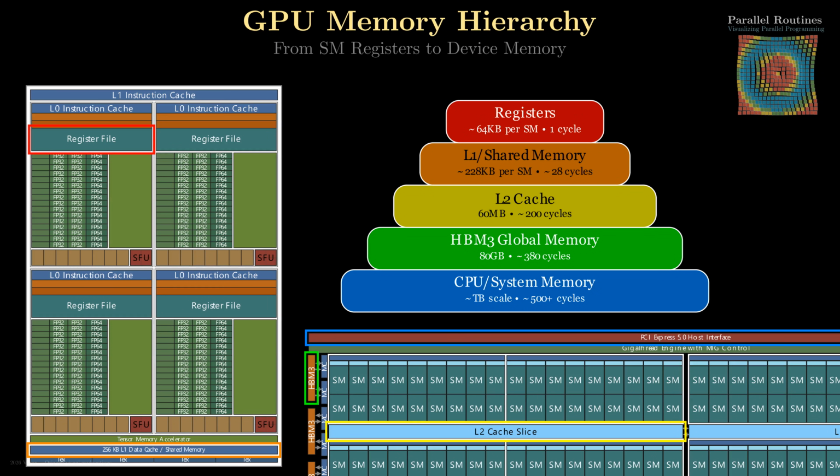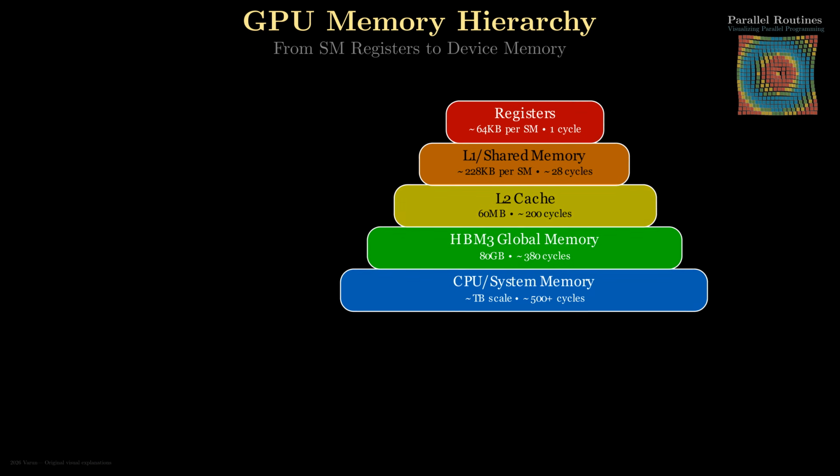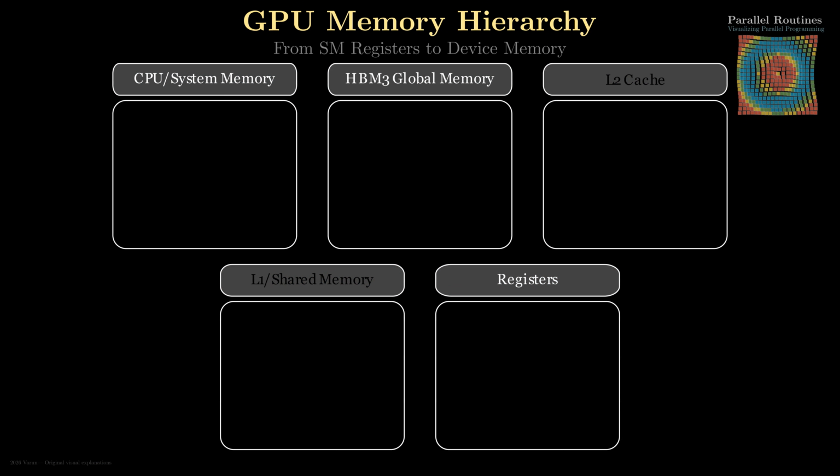Registers are located inside each SM and provide the fastest storage for threads. Each partition within an SM owns its own register file. Registers are allocated per thread at compile time and remain reserved for the kernel duration. Now that we have an overview of all memory layers, let's have a final overlook.